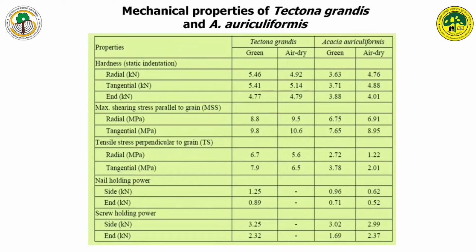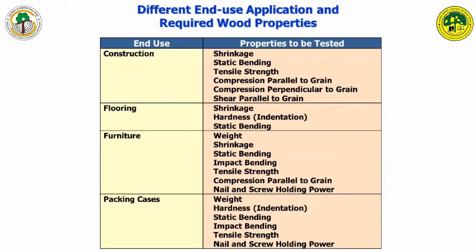So these are the other properties like hardness. You can see hardness in three different directions: radial, tangential, and end. Then maximum shear parallel to grain, tensile strength perpendicular to grain, and nail and screw holding power. So different applications, different end users require the study of different properties. This is the table which shows the end use and correspondingly which properties are required to be tested.